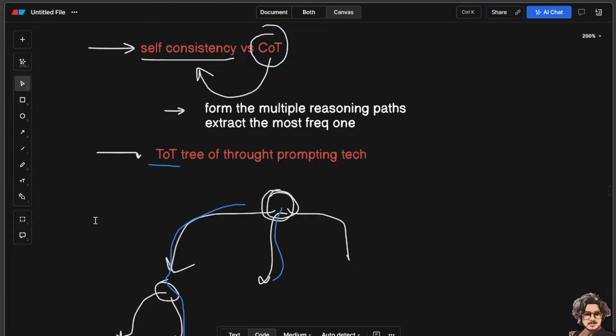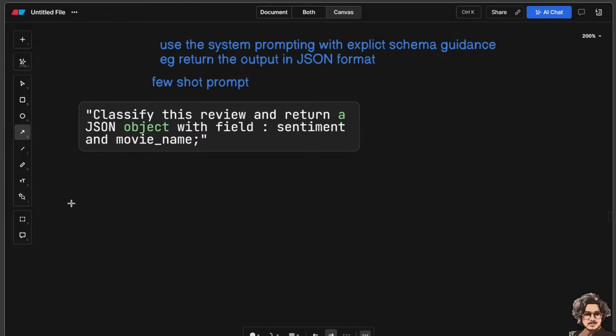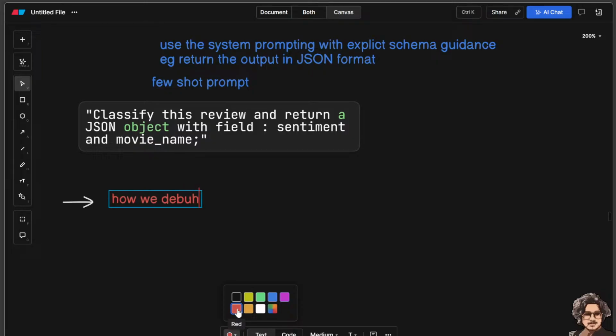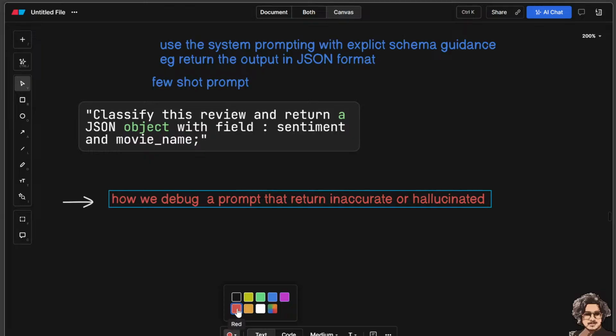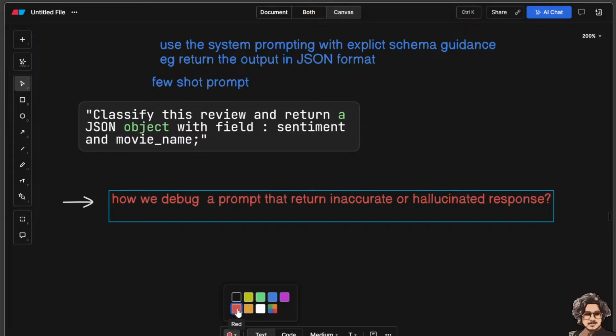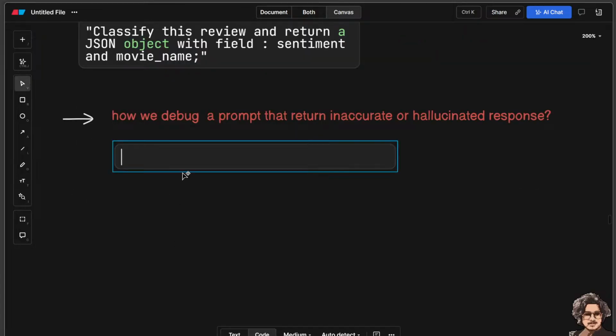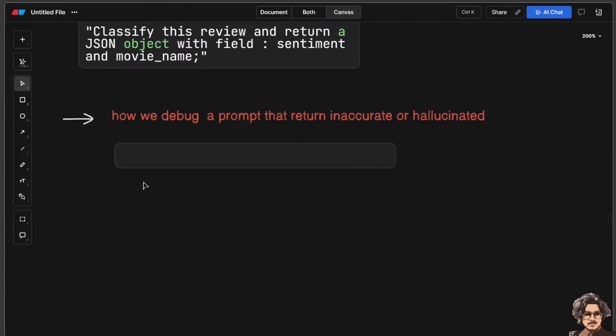Another question, and this is the last one: how do we debug a prompt that returns inaccurate or hallucinated responses? In that case, the answer is as follows.